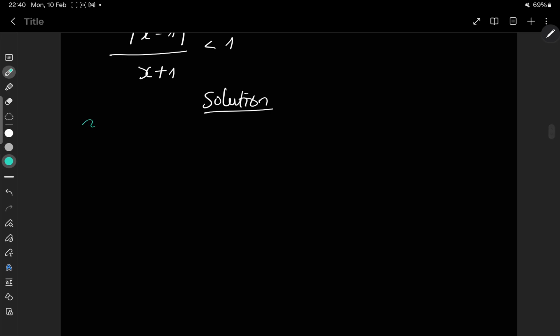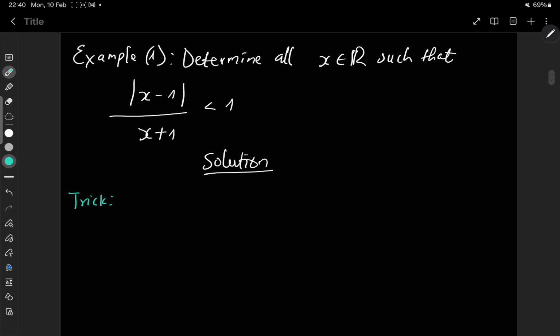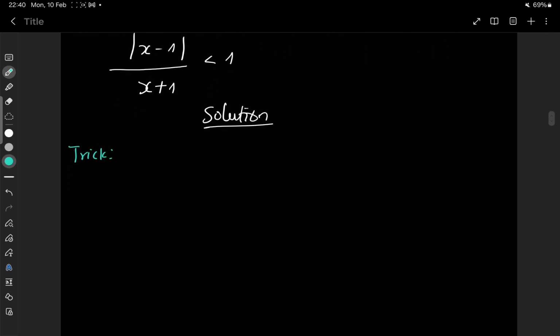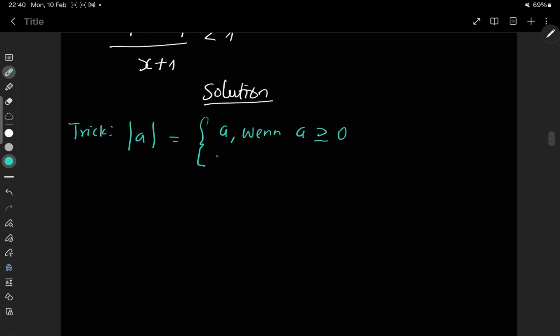Now, there is a trick for solving questions that have to do with absolute values. The trick is that the absolute value of a could be a when a is greater or equal to 0, or it could be minus a when a is less than 0.